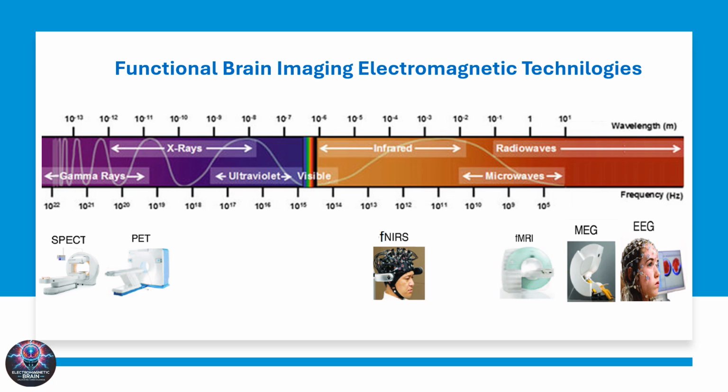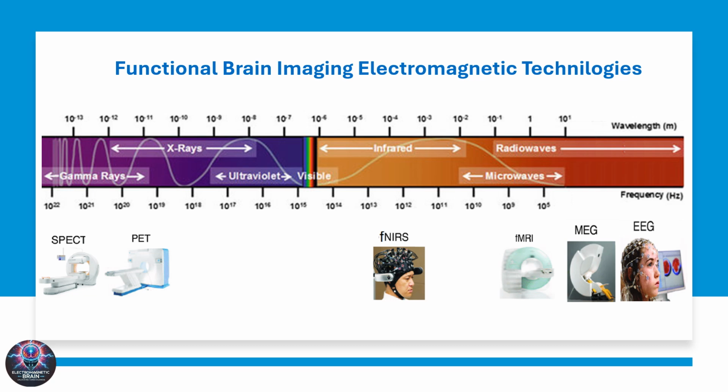In this slide, we see how various brain imaging techniques relate to the electromagnetic spectrum. These techniques utilize different parts of the spectrum to capture brain activity in unique ways. SPECT and PET operate in the gamma-ray region, capturing metabolic activity in the brain through radioactive tracers, helping to diagnose stroke and Alzheimer's. fNIRS uses infrared light to measure blood oxygenation changes in the brain, offering a portable way to monitor brain function during real-world activities.